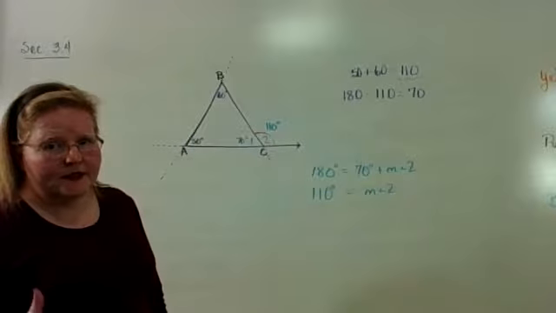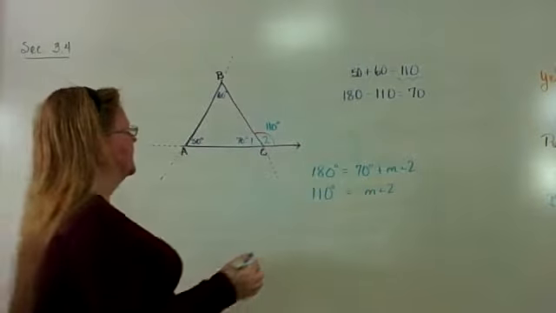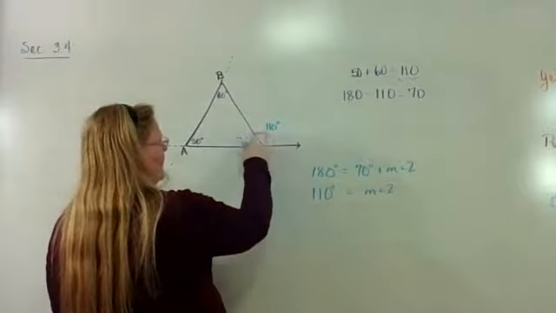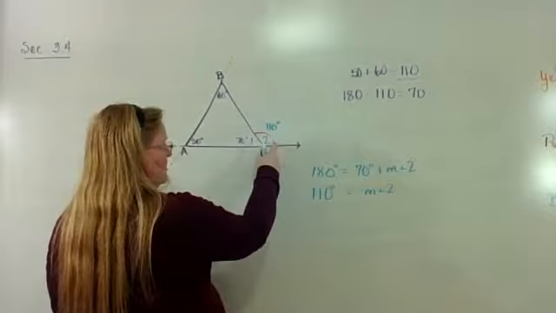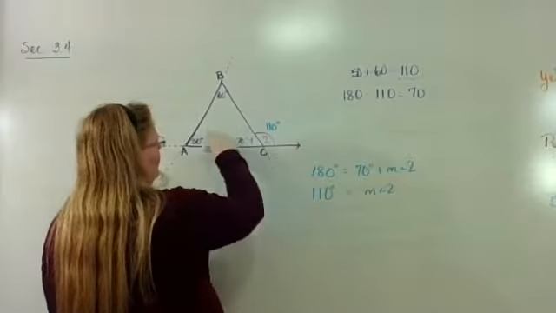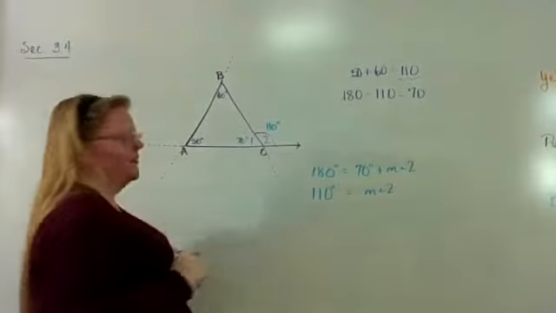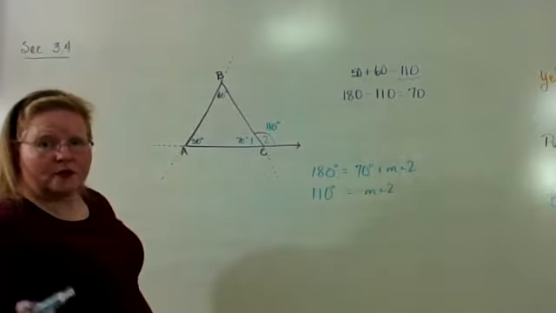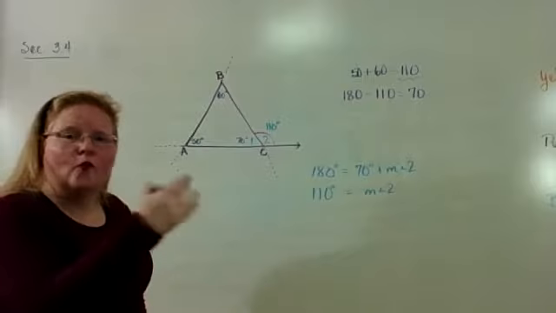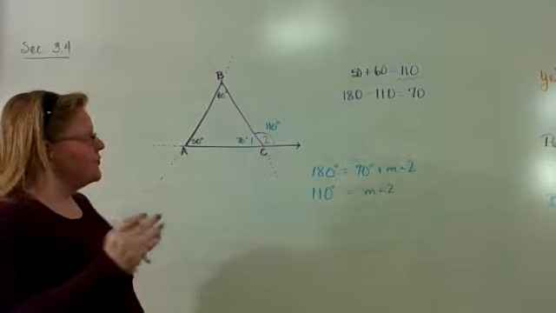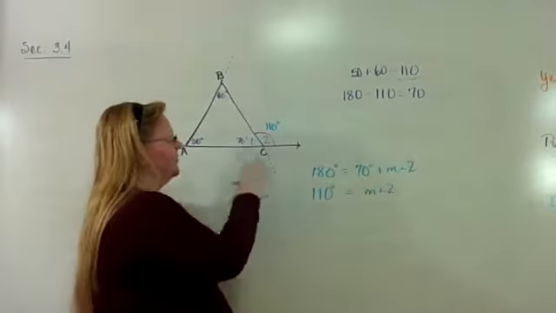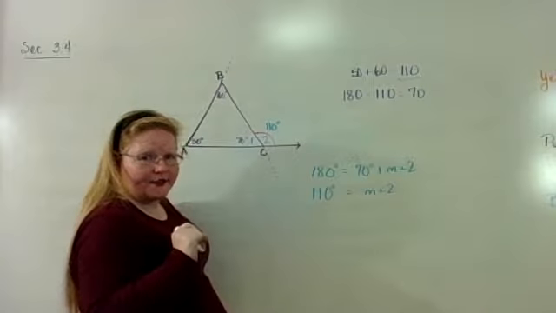So what that theorem is actually saying is that the measure of any exterior angle, which is what this is, has to equal the sum of the 2 remote interior angles. And that's because of the whole linear pair thing. That's why it is what it is. So now that you know that, we need to talk about what exterior angles really are.